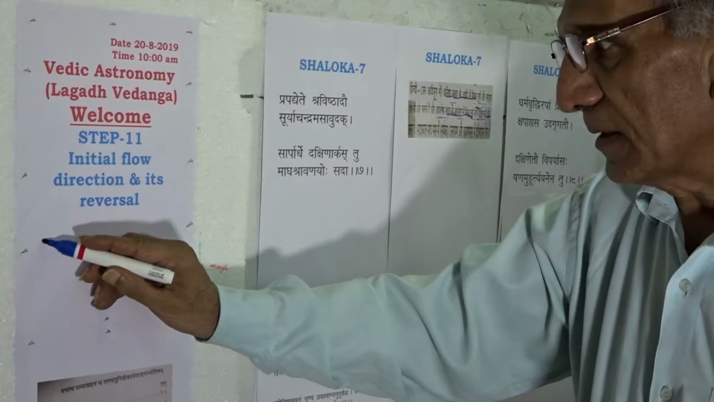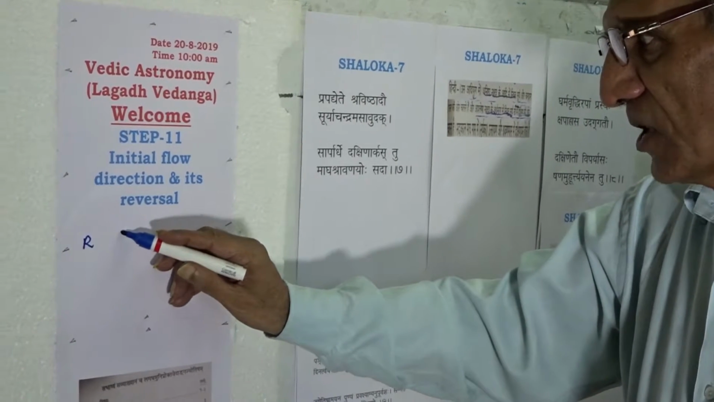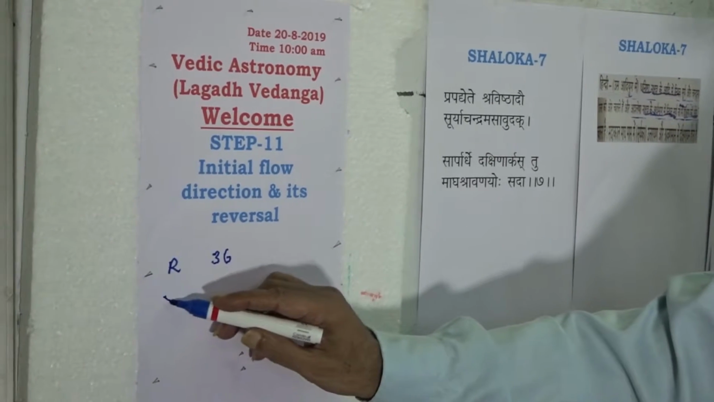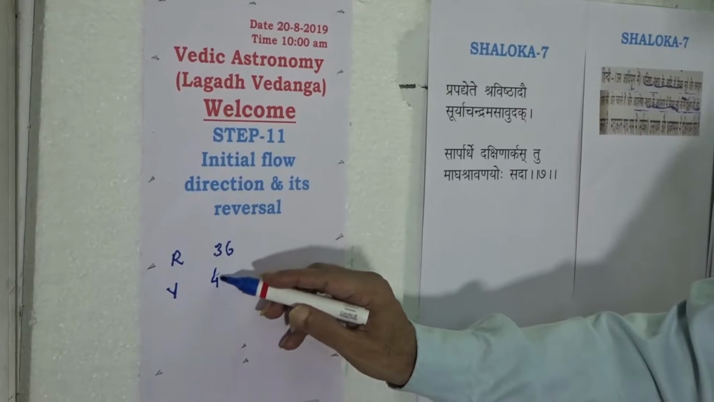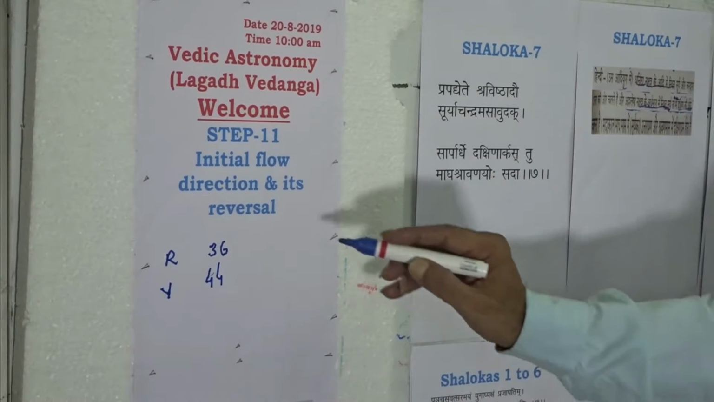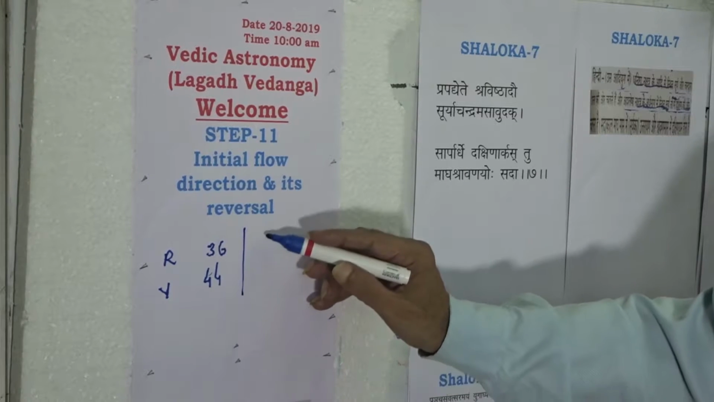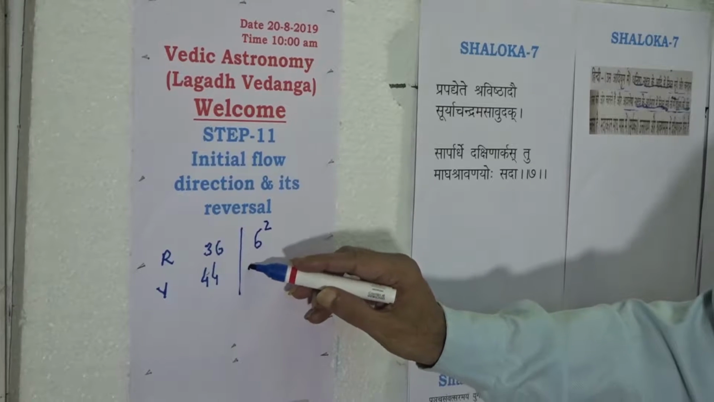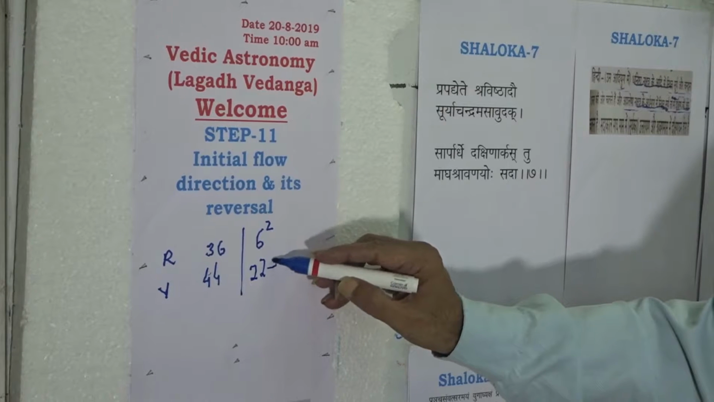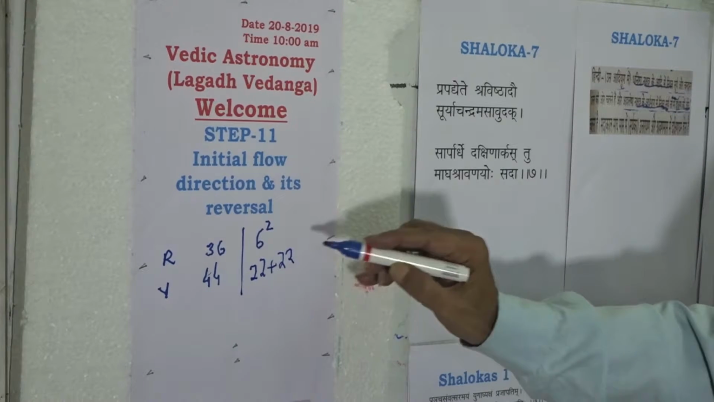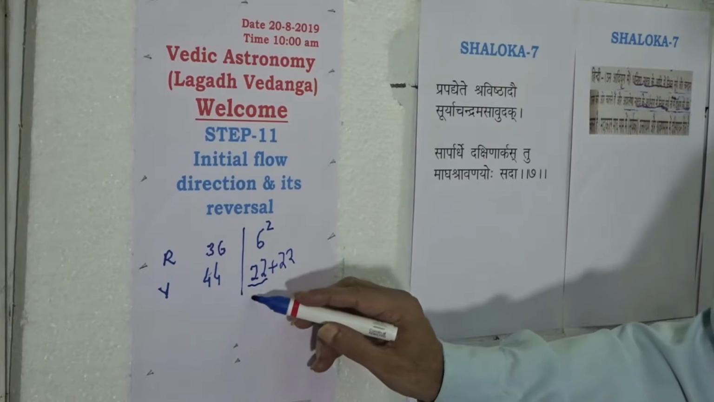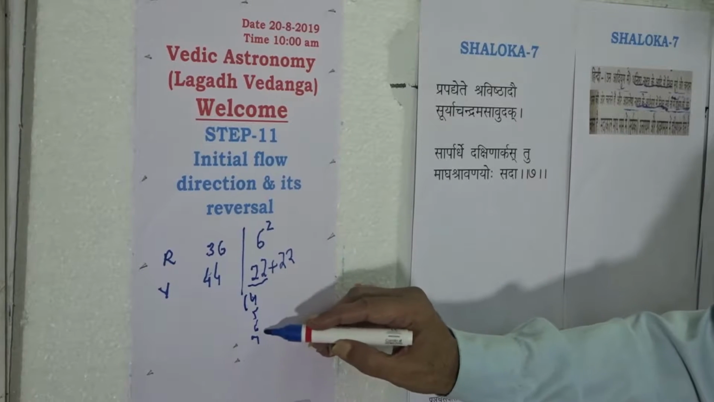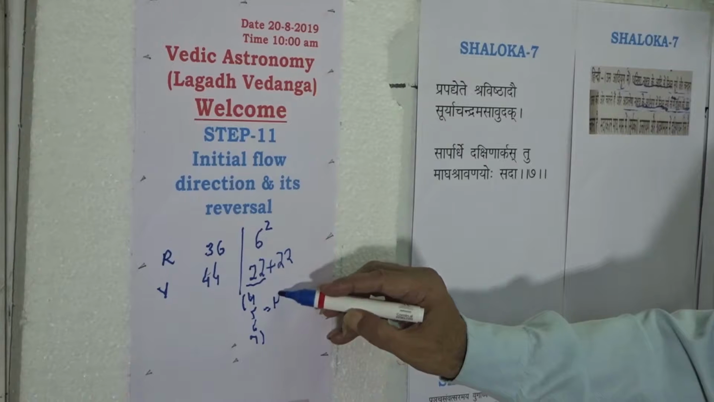Rig Lagad Jyotish Vedanga is of 36 shlokas range, and Yajurveda Vedanga is of 44 shlokas range. Value 36 gives us an organization 6 square, and 44 gives us an organization 22 plus 22. Value 22 accepts an organization 4, 5, 6 and 7, a fourfold manifestation layer of hypercube 6.